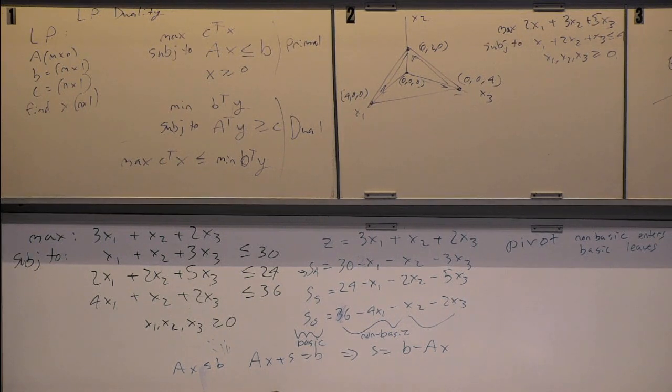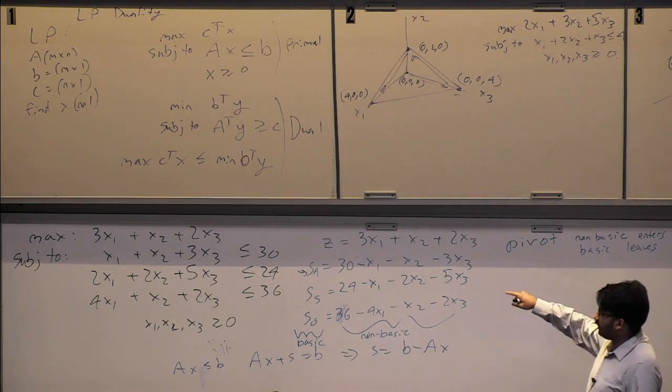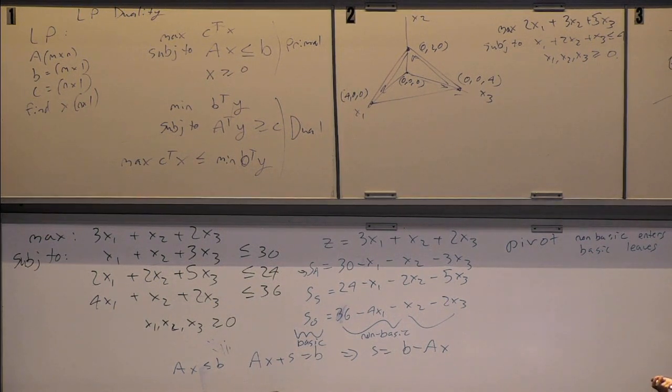So just looking at this, we want to choose one of the variables x1, x2, x3 to enter. And we want to choose one of S4, S5, S6 to leave. You can think of the basic variables as those that are tight. So S4, S5, and S6 currently are tight. We're going to swap some stuff around.